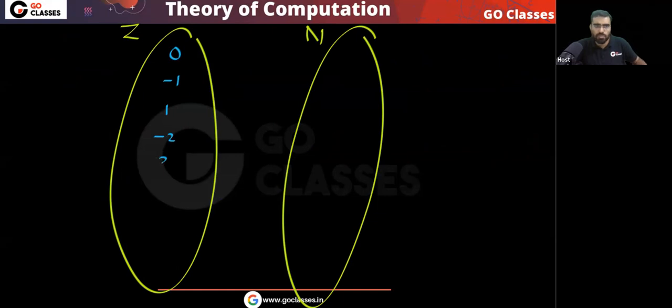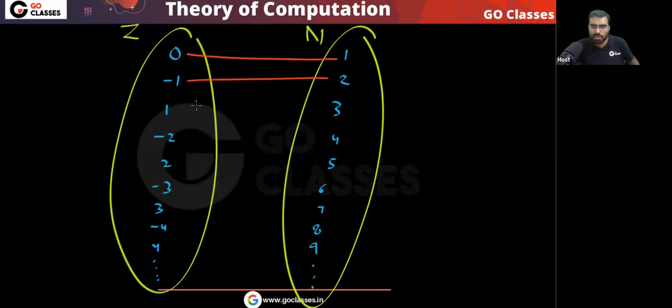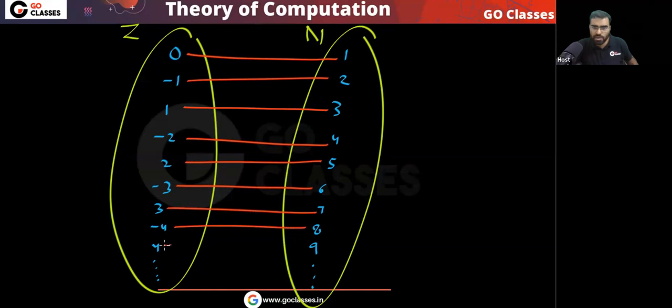-2, 2, -3, 3, -4, 4, and so on. And this is your 1, 2, 3, 4, 5, 6, 7, 8, 9, and so on. So what you can do is give this one-to-one correspondence.